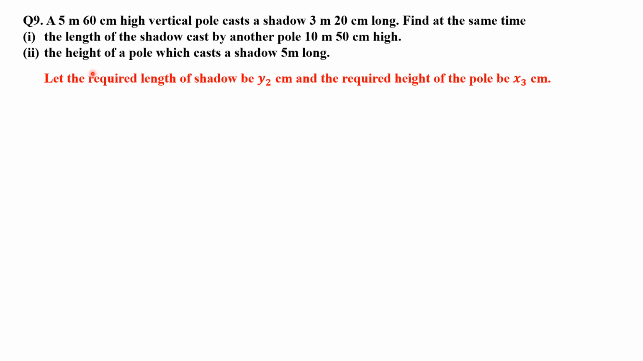Okay, so here if you can see the measurement is given in meter also, centimeter also. So first step is I'm going to convert everything in centimeter. So from here I can write my 5 meter 60 centimeter, this when I convert in centimeter. So 5 meter means 500 centimeter, because 1 meter is equal to 100 centimeter. So 5 meter will be 500 centimeter plus 60 centimeter. So which will give me 560 centimeter.